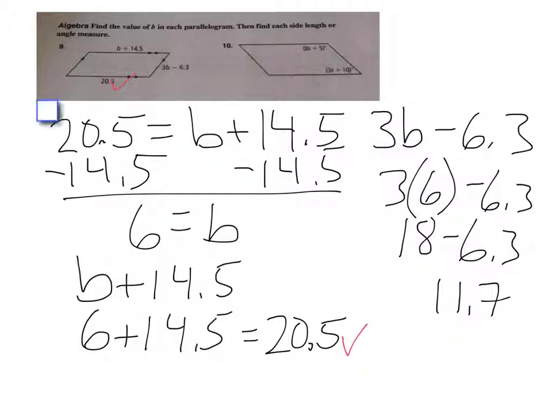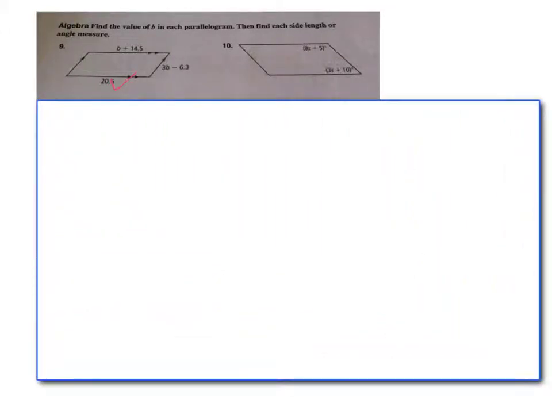Okay, so let's go ahead and start another one of these. I'm just going to make a new box so I can keep writing here. And in this one, number 10, we've got a slightly different setup. You'll notice that the two angles that we're given are right next to each other. So before, we were solving for sides, we had opposite sides. Now we've got angles, and they're not opposite angles. You might remember that opposite angles of a parallelogram are congruent, but we don't have opposite angles here.